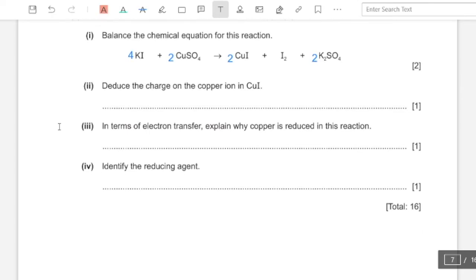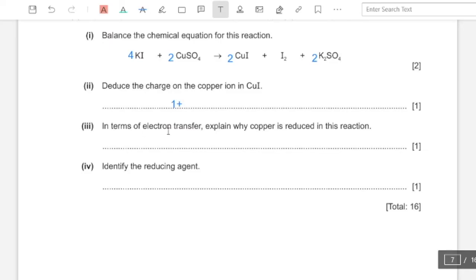Part 2. Reduce the charge on the copper ion in copper iodide. As we can see over here, 1 copper atom is enough for 1 iodine atom, which means this copper ion should have a charge enough to cancel the iodide ion, which only has a charge of -1. And to cancel out the charge of -1, we only need +1. That is only one positive charge, so it is 1 plus.